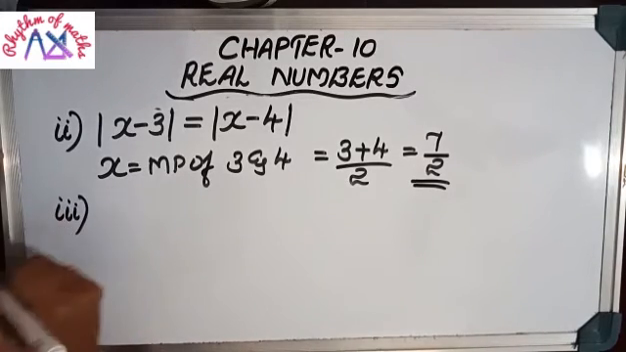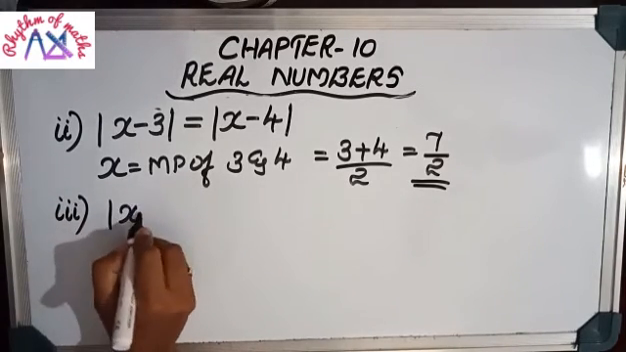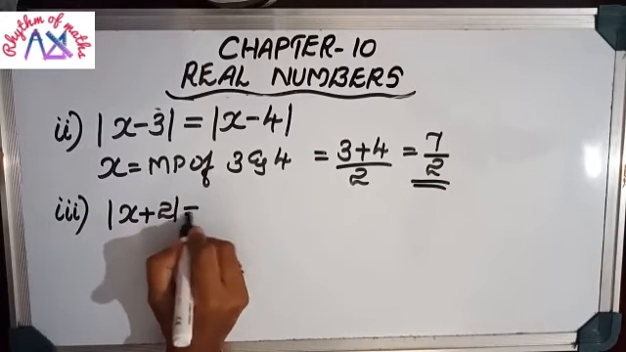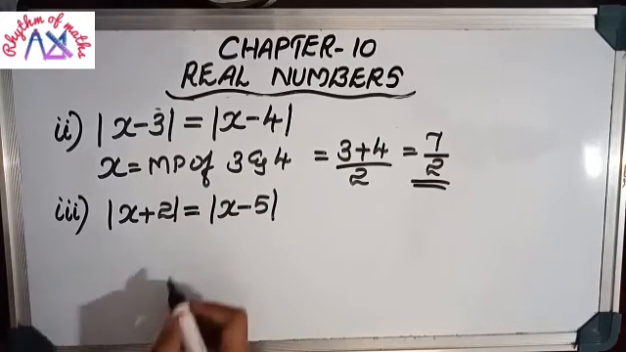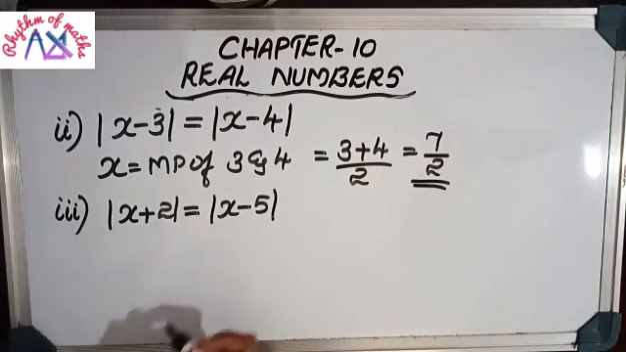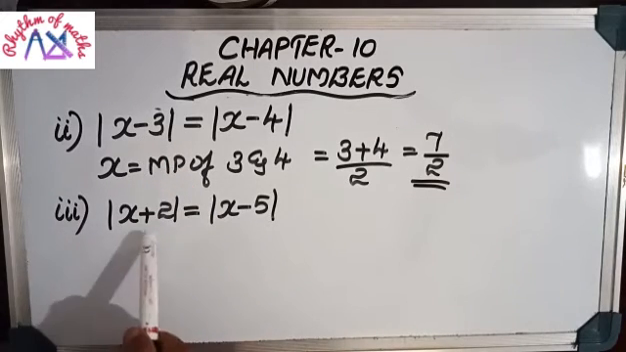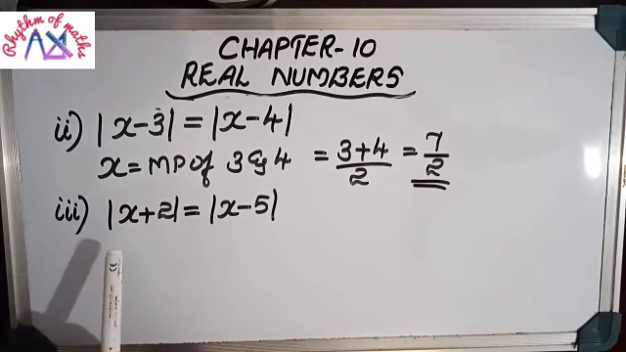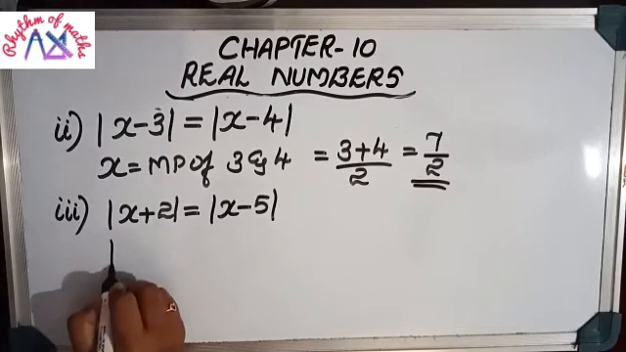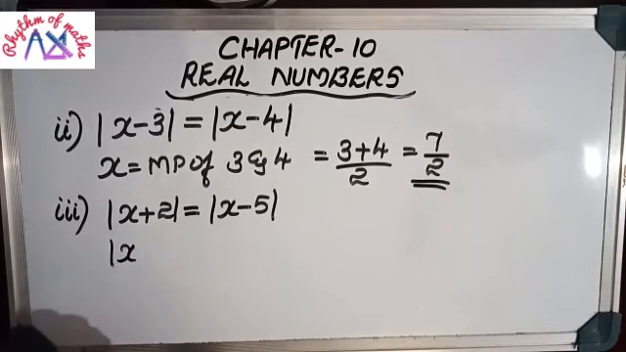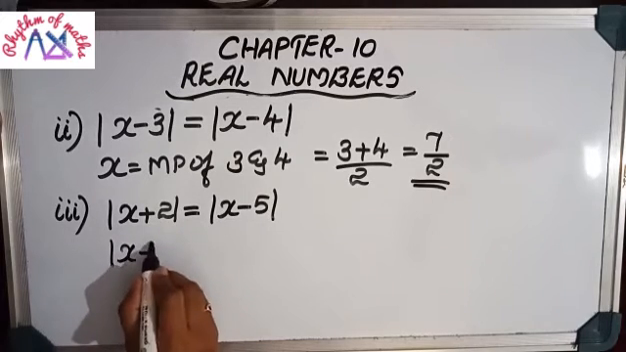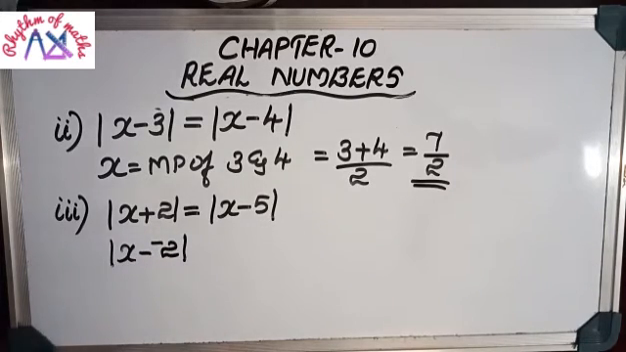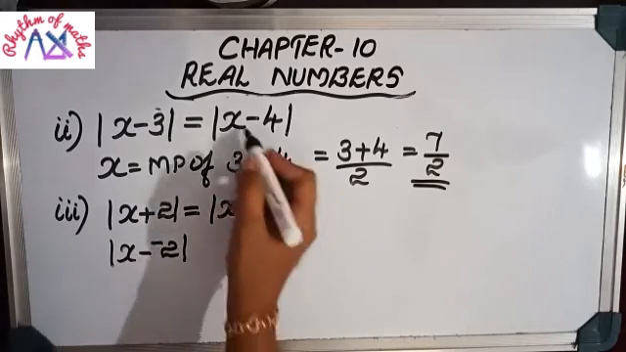Now next is the third sub question. The equation is modulus of x plus 2 equal to modulus of x minus 5. Here one change is there. Here it is x plus 2, but our form must have a minus, and here it is given as plus. So before applying the method, we have to change the format. We can write plus as negative of negative, so instead of plus, let's write x minus (minus 2). Then only we can apply the method.